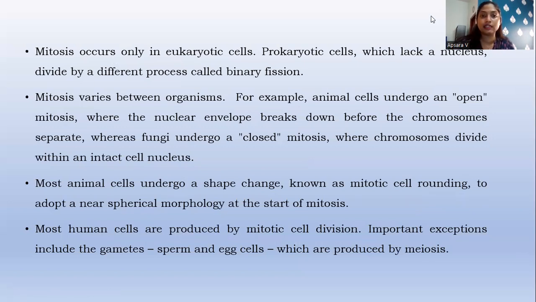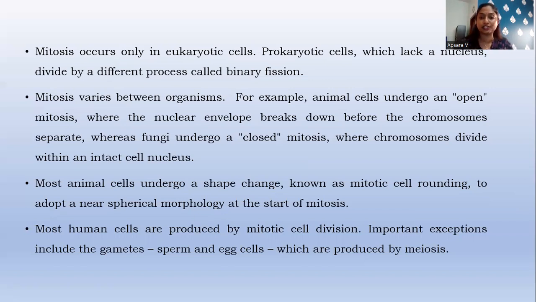Mitosis occurs only in eukaryotic cells. Prokaryotic cells, which lack a nucleus, divide by a different process known as binary fission. Mitosis varies between organisms. Animal cells undergo open mitosis, where the nuclear envelope breaks and then the chromosomes separate. Whereas in the case of fungi, the mitosis is a closed type where chromosomes divide with an intact cell nucleus.